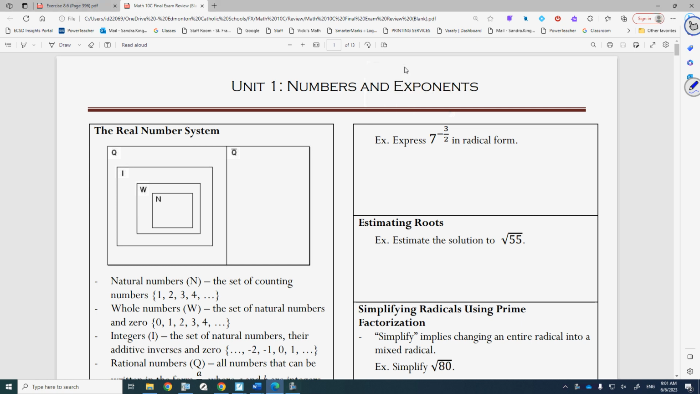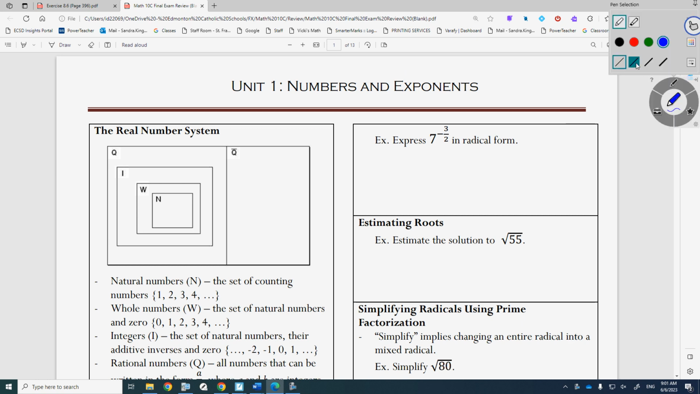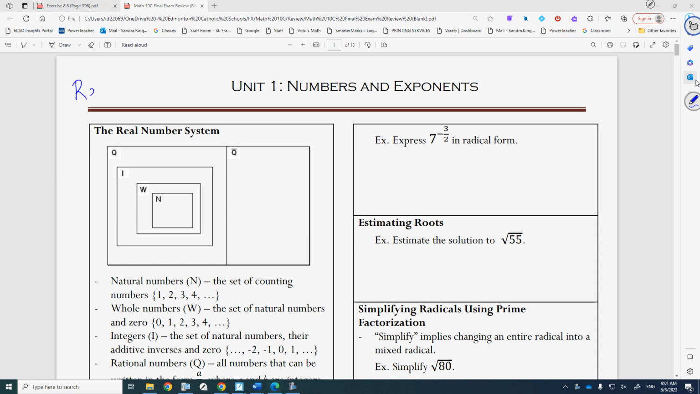Okay, so let's review numbers and exponents. And where we'll actually start is with the number systems. So you are going to have one or two questions on the number systems. What you need to remember is that all numbers that we deal with in this course are what's called real numbers. Okay, we'll only ever give you a number that's real.